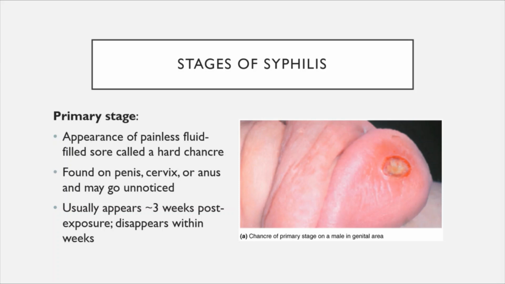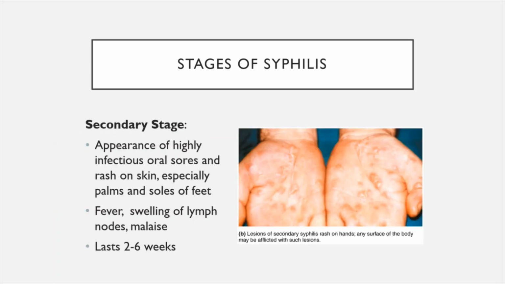It's filled with fluid, but it is painless. And so it can often go unnoticed if it's found, for example, on the cervix or the anus. In men, it can often be found on the penis, but in women, it is often found in the cervix, and because it is painless, it may not be apparent that that sore is there. And so this stage, if it is unrecognized, will then progress to the secondary stage.